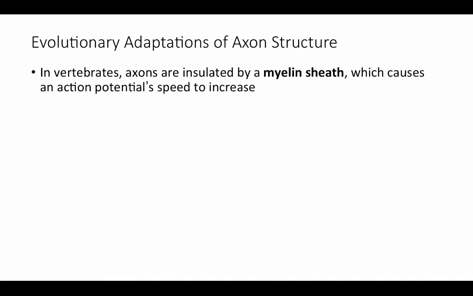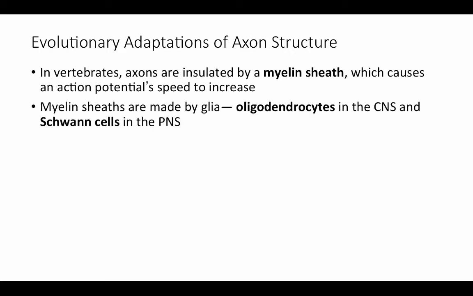In vertebrates, we do something a little bit different. We tend to have very small diameter axons, but we have them insulated by something called a myelin sheath, which causes an action potential speed to increase. So myelin sheaths are made by glial cells. In the central nervous system, these glial cells are called oligodendrocytes. In the peripheral nervous system, they're known as Schwann cells.